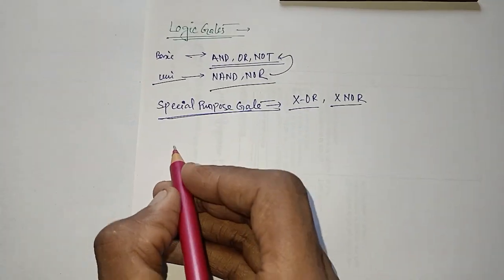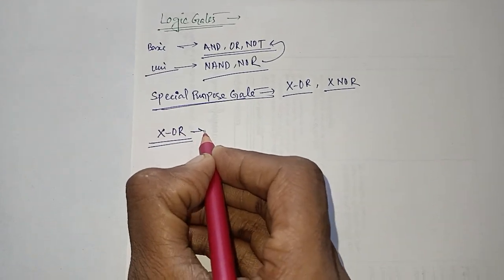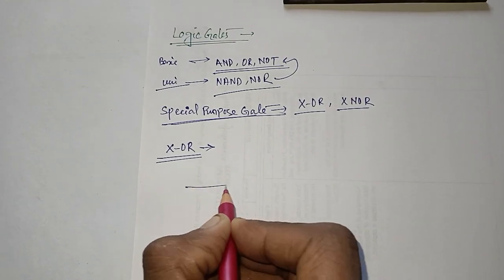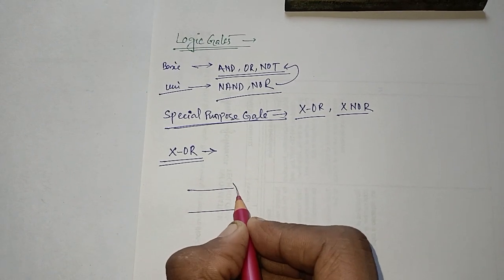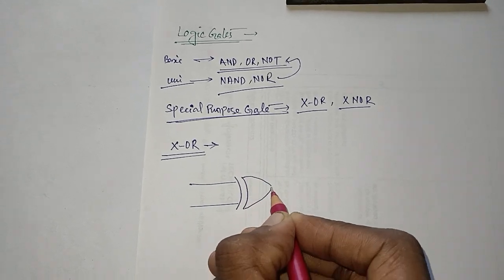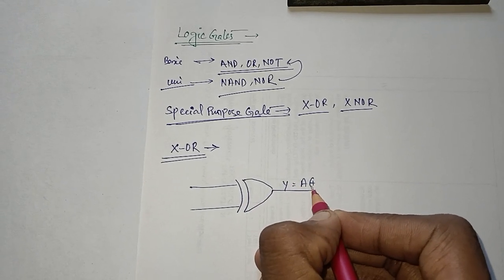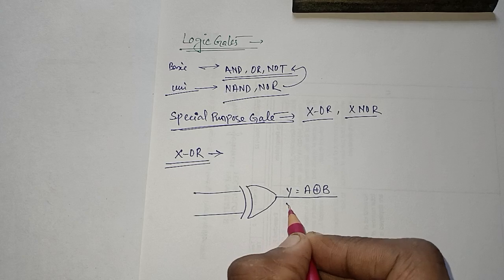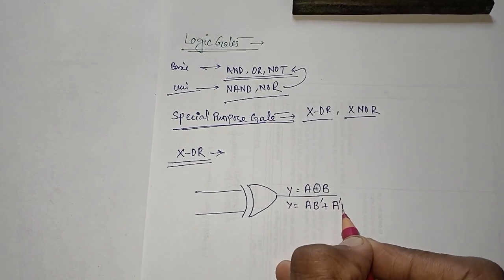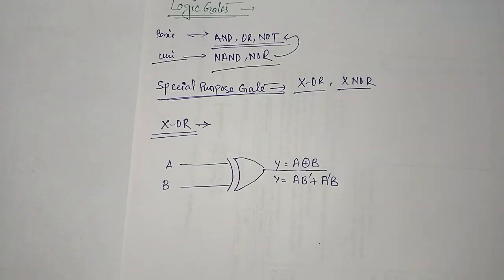So we are discussing the XOR gate, truth table, logic diagram and all. For the logic diagram, if we input two inputs A and B, the logic diagram is shown like this. Y is equal to A XOR B, or we can say Y is equal to A B bar plus A bar B, if A and B are the two input symbols.